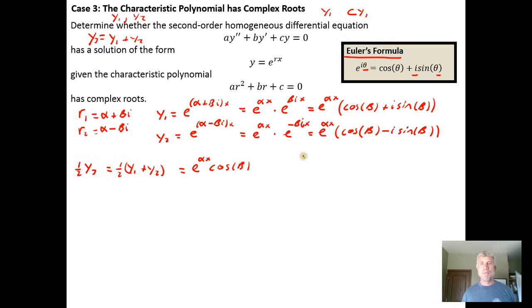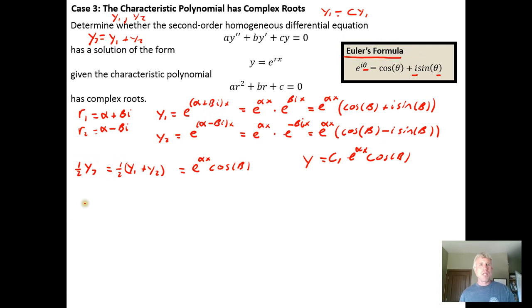So any y equal to e to the alpha x cosine beta will be a solution, any scalar multiple of that. So y will do c sub 1 e to the alpha x cosine beta. Any scalar multiple of this, by our preliminary theory, is going to be a solution as well.